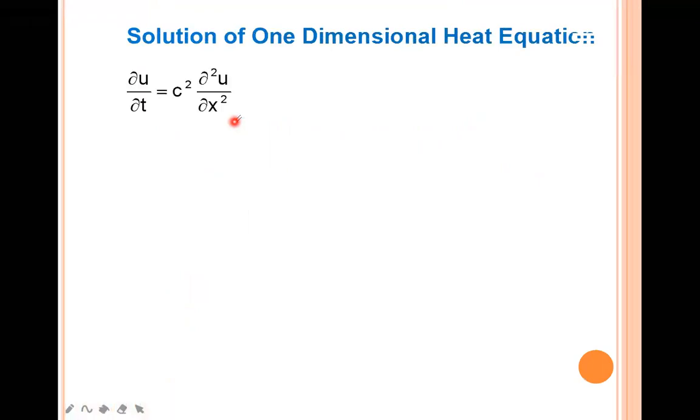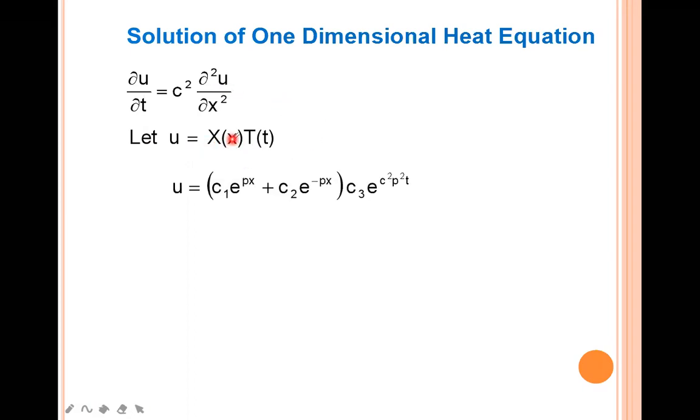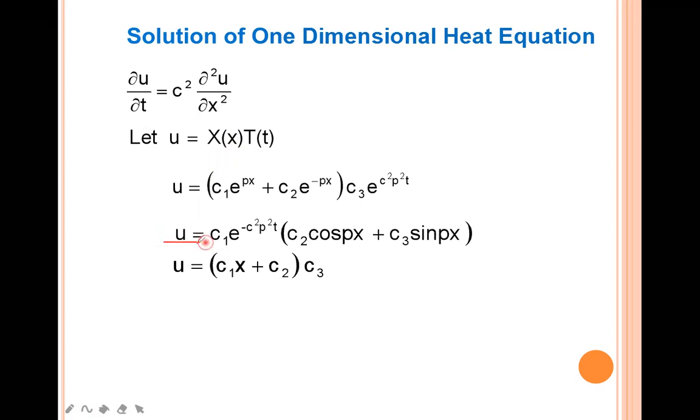So this is the general form of the one-dimensional heat equation. We are solving this by using the method of separation of variables. For this, we are assuming u equal to some function X of x into capital T of t. We differentiate this u partially with respect to x twice and with respect to t partially. We substitute those values and we will get three solutions. So u equal to this one and this. This one is the most suitable solution for this.